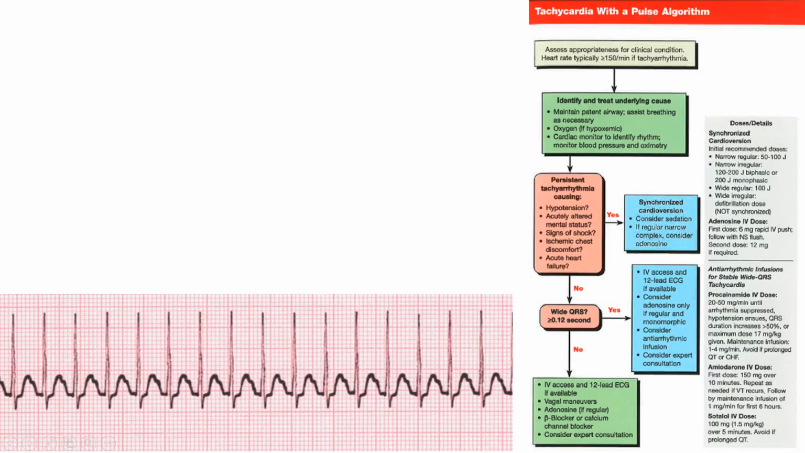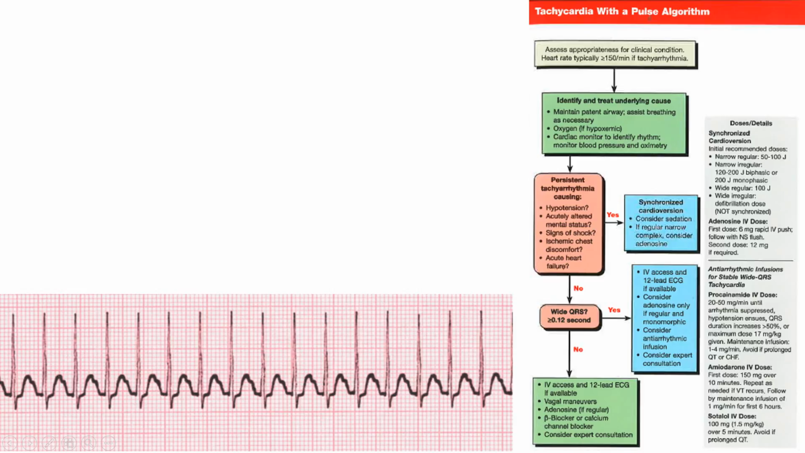Give them oxygen if they're hypoxemic, and cardiac monitor to identify the rhythm. Monitor blood pressure and oximetry. So take care of those ABCs first. It's pretty much always going to be the first thing you do. Now let's say that you do that stuff and they still have tachyarrhythmia.